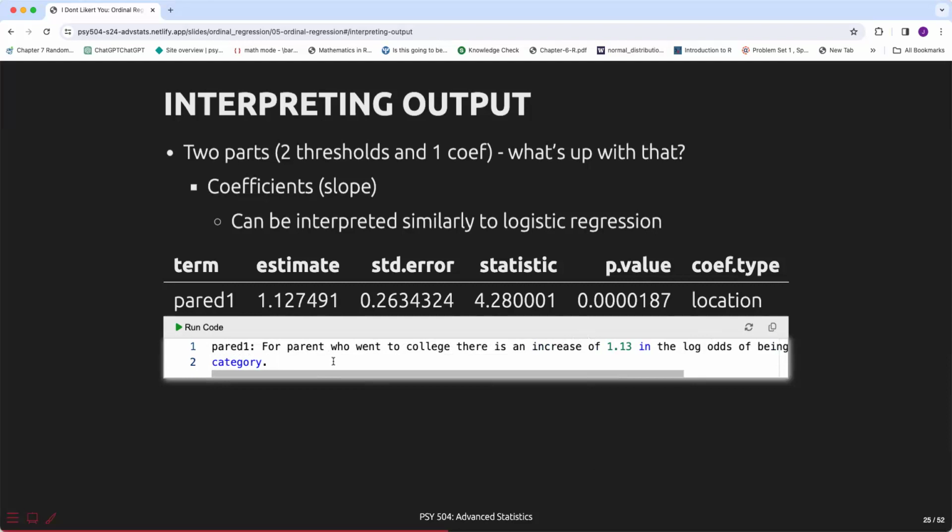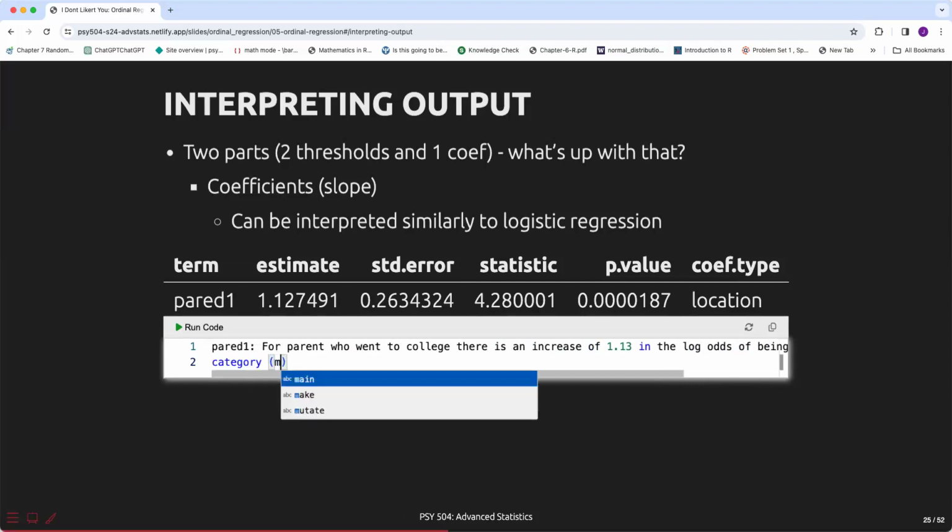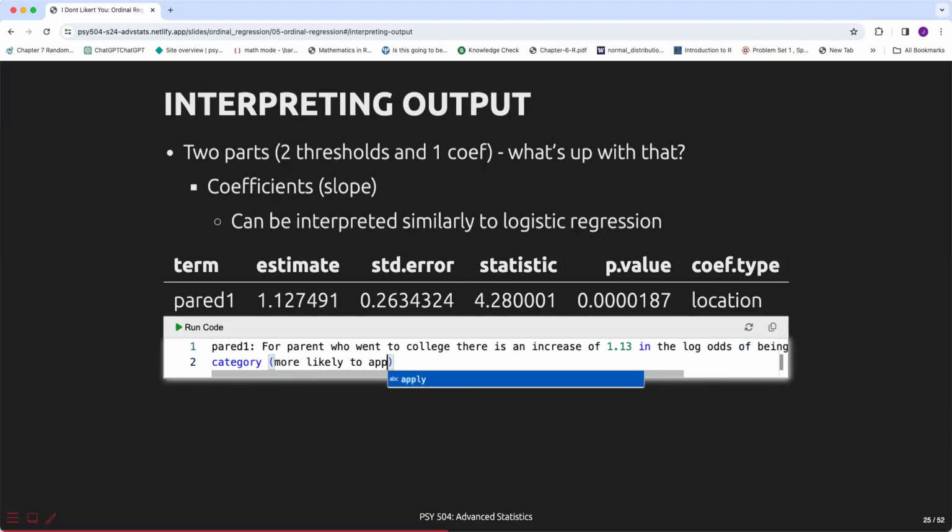This essentially means that they're more likely to apply to grad school, right? So if you're in a higher category, if you go from unlikely to somewhat likely to very likely, you increase the likelihood of applying to grad school. So we can also interpret it that way. So for a parent who went to college, there's an increase of 1.13 in the log odds of being in a higher category, so more likely to apply. So this is how we would interpret our estimate. Again, similar to logistic regression, so nothing new.